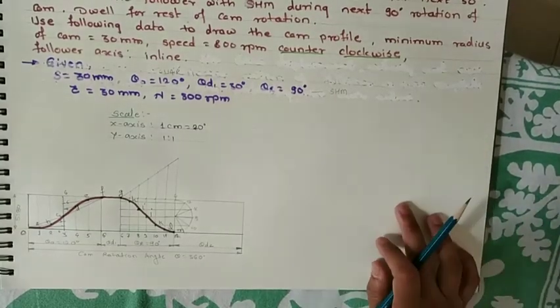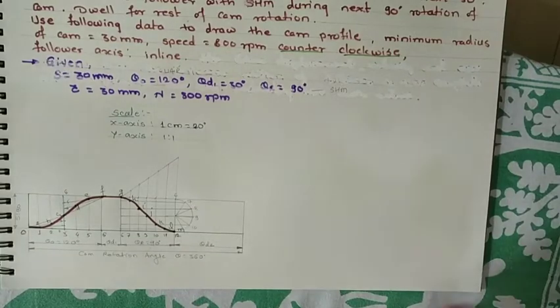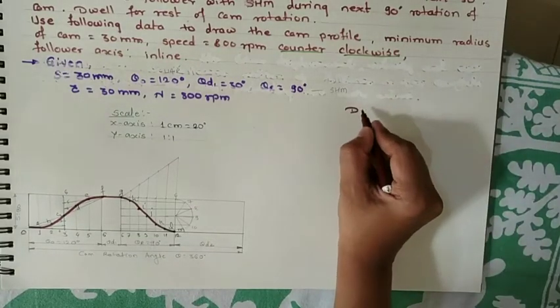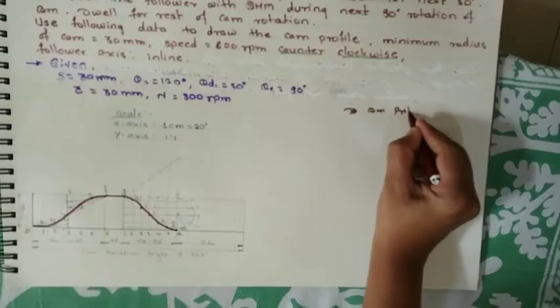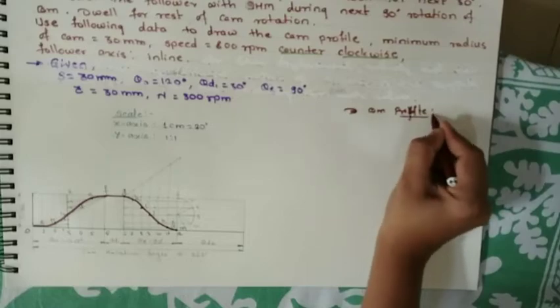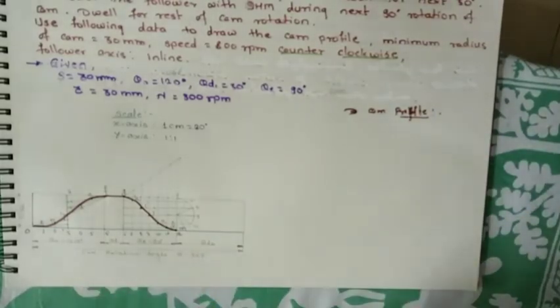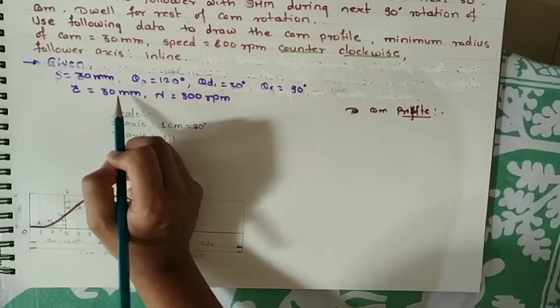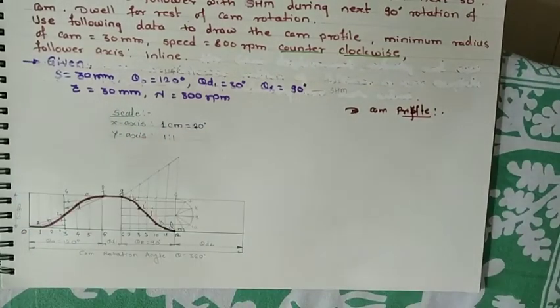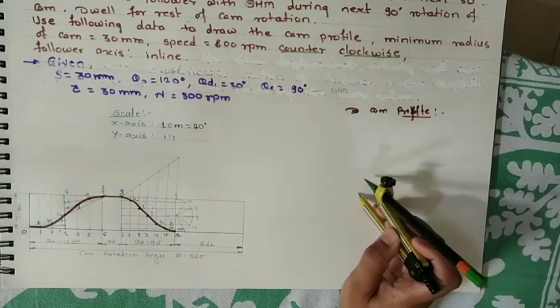Now let's start to draw the cam profile. For the cam profile, firstly we have to draw the base circle. The base circle is given with a minimum radius of 30 mm. So firstly draw the base circle.